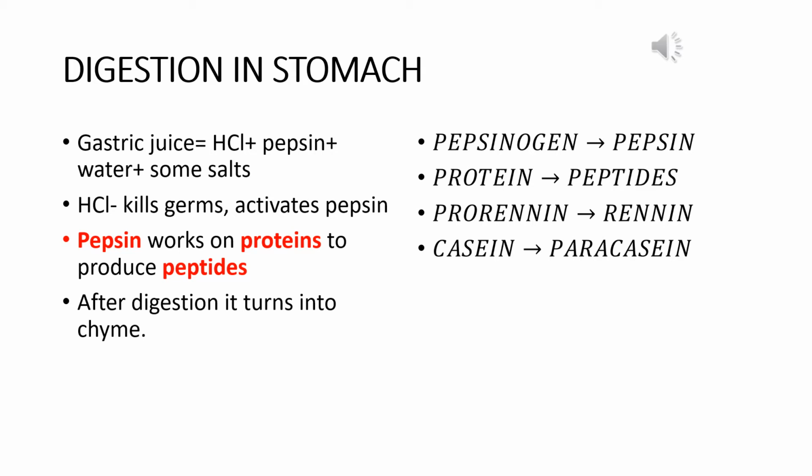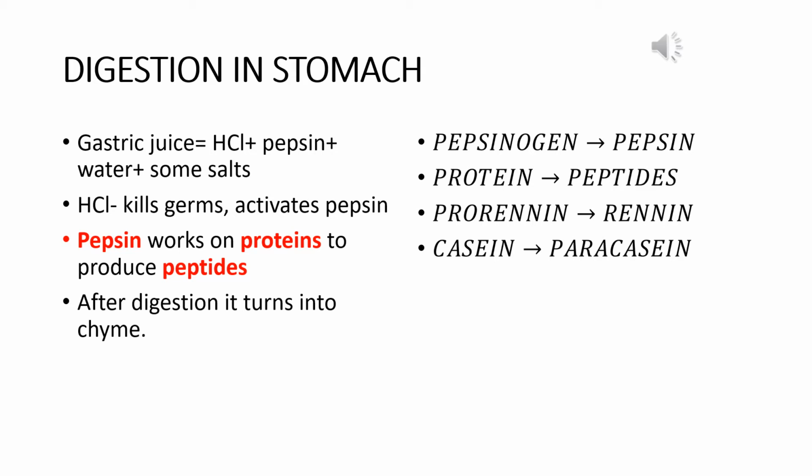And the pepsin, which is the enzyme, is secreted in an inactive form inside the stomach, and HCl has a major role in activating that pepsin from its inactive form to the active form. Pepsinogen is the inactive form of pepsin. HCl acts on pepsinogen to convert it into the active pepsin. Now the activated pepsin acts on proteins to break them into smaller or simpler parts of protein, which are called peptides.